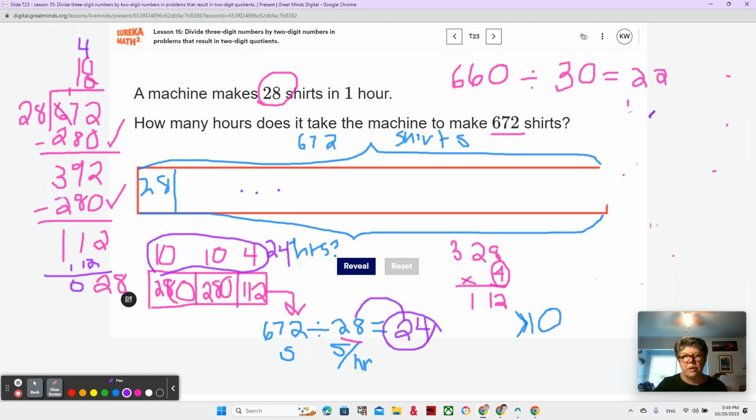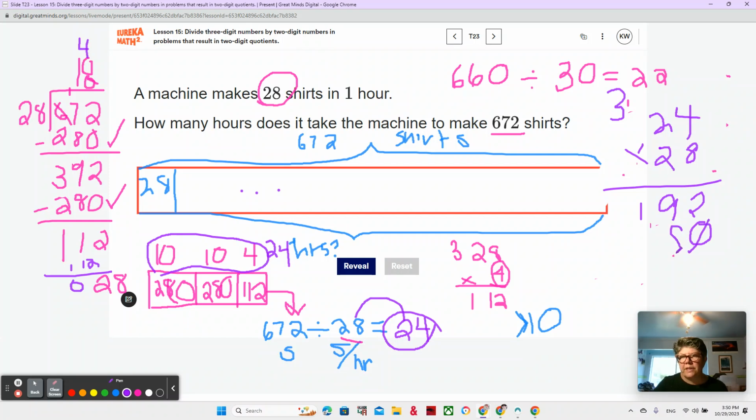Okay, so 24 times 28, 8 times 4 is 32, 8 times 2 is 16, 17, 18, 19, magic 0, 2 times 4 is 8, 2 times 2 is 4, add it all up, 17, 672, check. All right, and then of course we need a sentence.